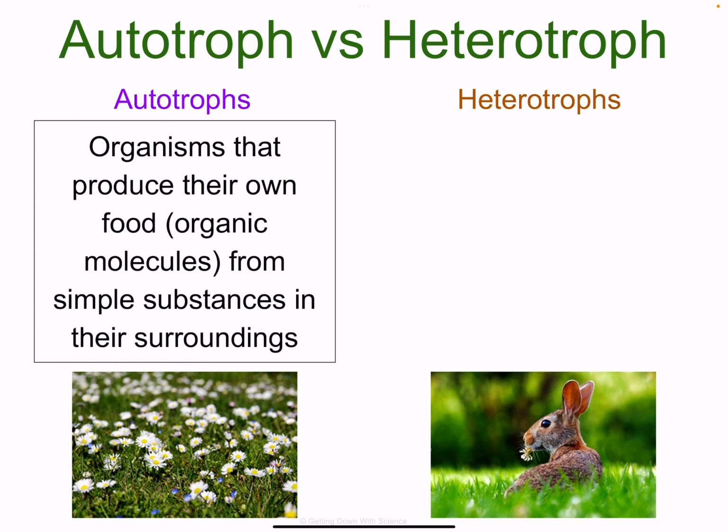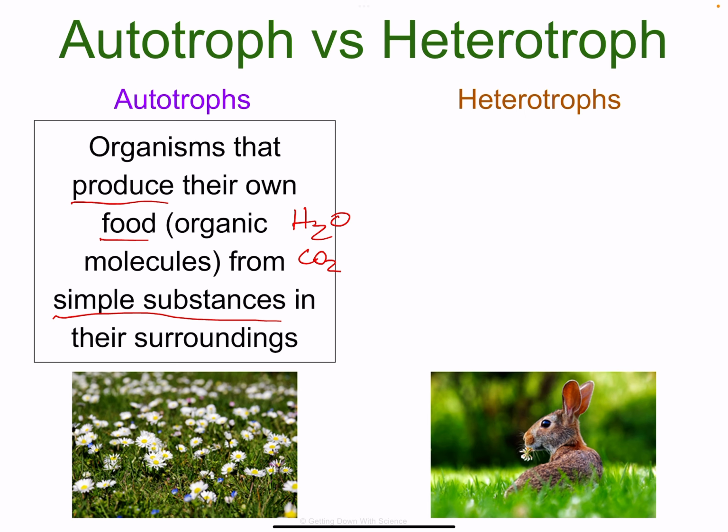So let's just do a quick comparison between autotrophs versus heterotrophs. So autotrophs, as we said, are organisms that produce their own food from simple substances in their surroundings. So they're able to take in things from their surrounding environment and then create food from it. So with plants, that's going to be sunlight, but that's also going to be things like water as well as carbon dioxide. So they're going to take in H2O and CO2 as well, which we'll talk about on our next slide when we look at our formula for photosynthesis.